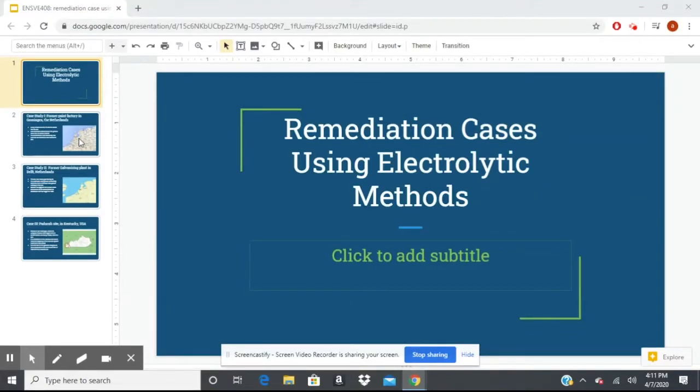Now we will be talking about the electrolytic methods that have been used in order to remove contaminants from the soil. Before undertaking electrolytic remediation at a site, several lab tests must take place prior to the process. Such tests include field conductivity, chemical analysis of water, chemical analysis of the soil, and bench scale tests.